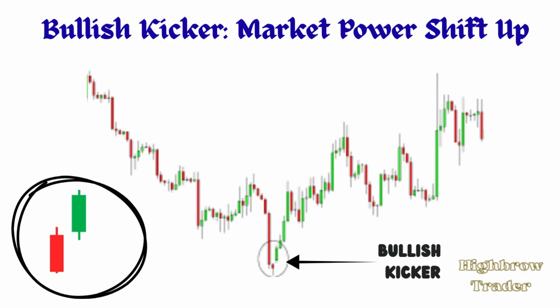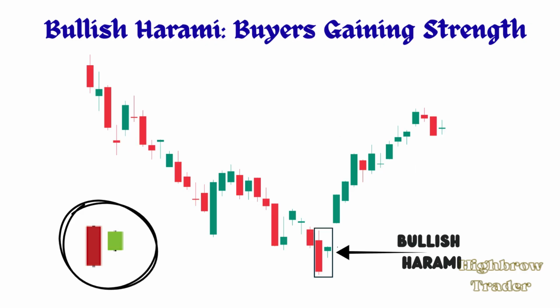potential for upward movement. A bullish harami is a two-candle reversal pattern that occurs during a downtrend. The first candle is large and bearish, followed by a smaller bullish candle entirely contained within the body of the first. This suggests that selling pressure is weakening, and buyers may be gaining control. Look at the chart below. You'll see a long red candle followed by a smaller green candle nested within it, indicating a potential reversal to the upside.